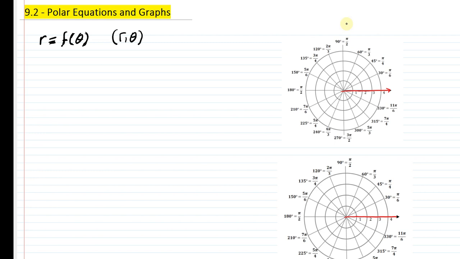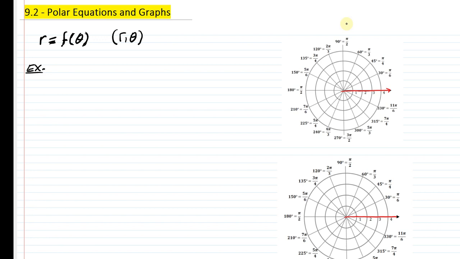Now we want to know how we're going to graph these on our polar coordinate system. So here I have downloaded my polar grids, and we're going to do quite a few examples here. So let's get right started. Now sometimes we could identify the polar graphs by converting them to rectangular form.